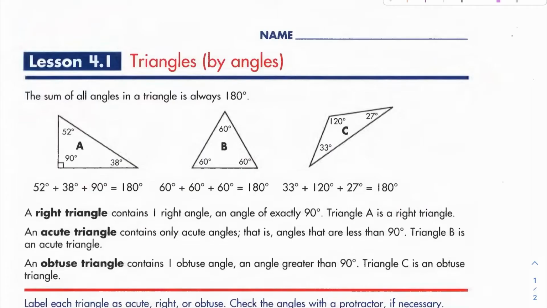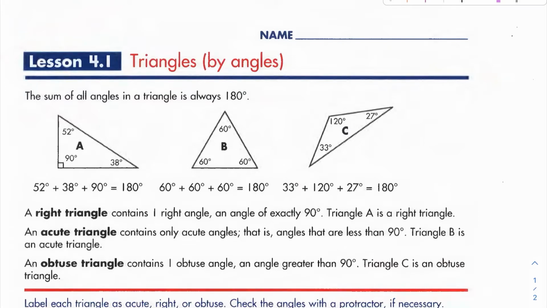In this lesson 4.1, Triangles by Angles, we will be learning how to name triangles by the type of angles in the figure. One concept that is important to know for triangles is that the three angles that make up a triangle should always sum or add to 180 degrees.